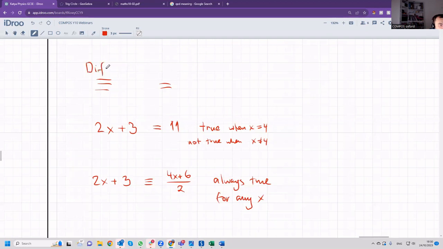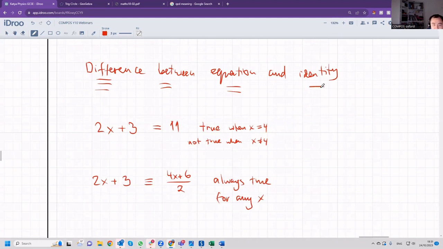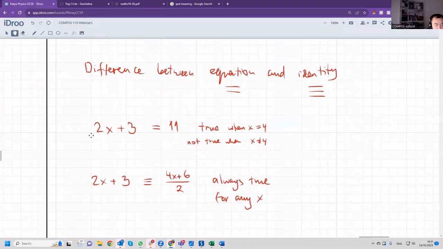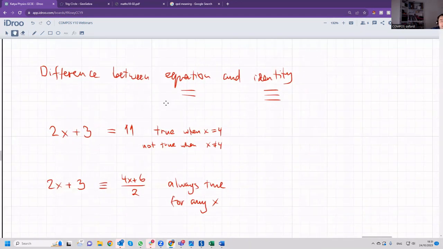Difference between equation and identity. When we do equations, we write equal. When we do identity, we get 3 marks. You can use the double instead of triple, but you can't use the triple instead of double, if that makes sense.